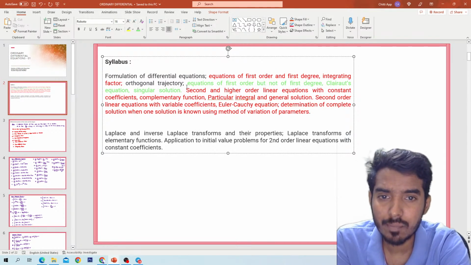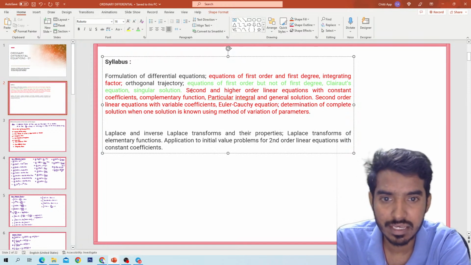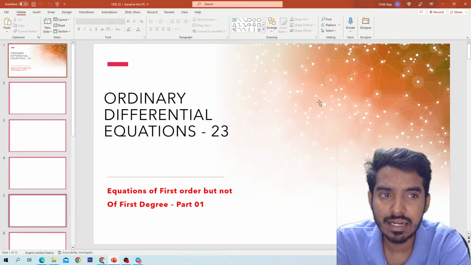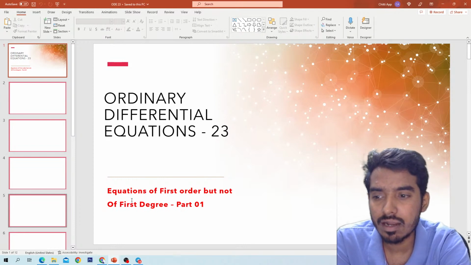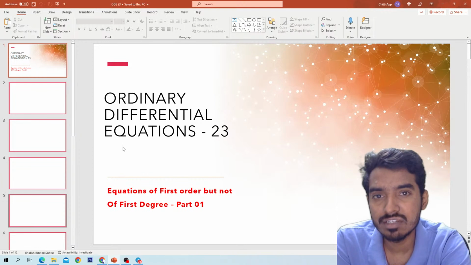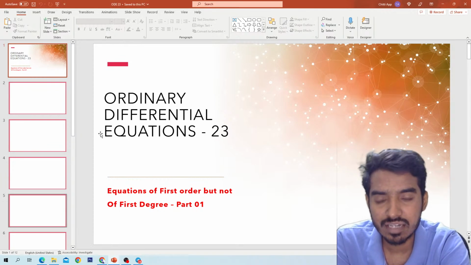We're going to start with the topic called equations of first order but not of first degree, right? The red ones are already completed. In the Telegram group, I have said to recall all the methods of solving a differential equation of first order and first degree: the variable separable method, homogeneous, integrating factors, and then exact differential equations. There are many methods, right?